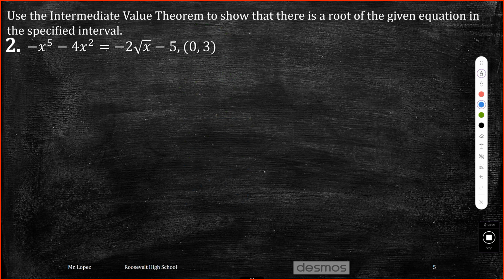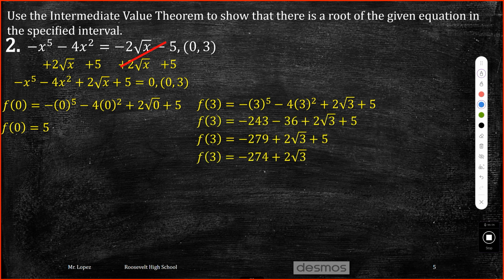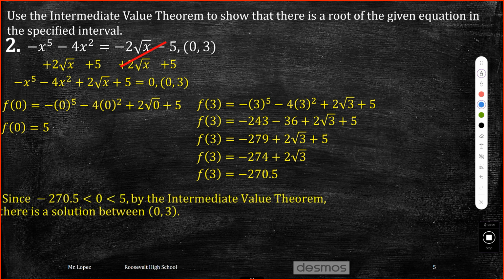So let's move everything to the right by adding 2 square root of x plus 5. Cancel that. And now just evaluate f of 0 and f of 3. So f of 0 is 5. F of 3 is this negative number. So since there was a change of signs, there must be a root between them. Since 0 is greater than negative 270.5 but less than 5, by the intermediate value theorem, there is a solution between 0 and 3.